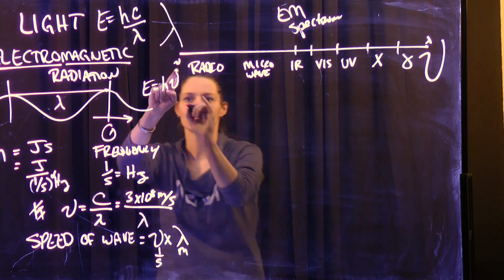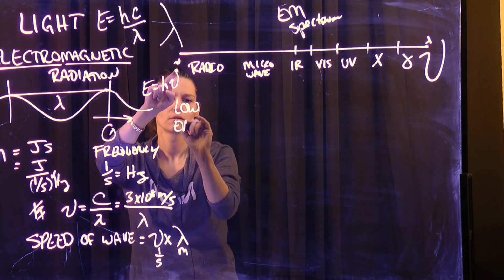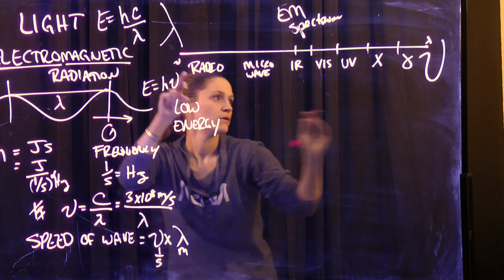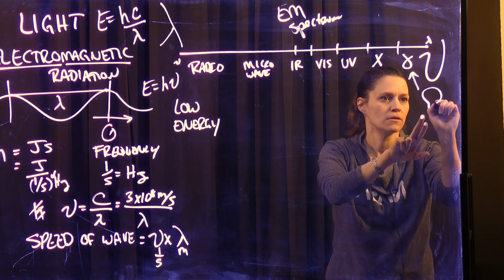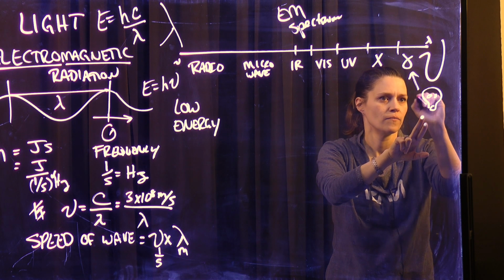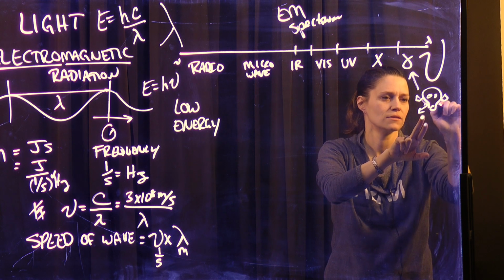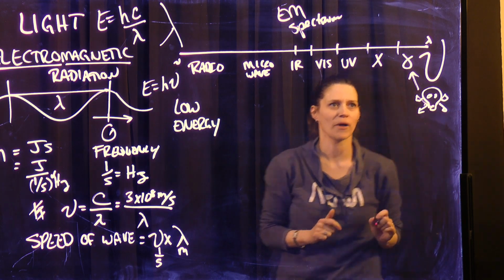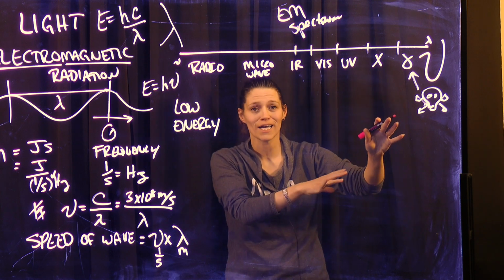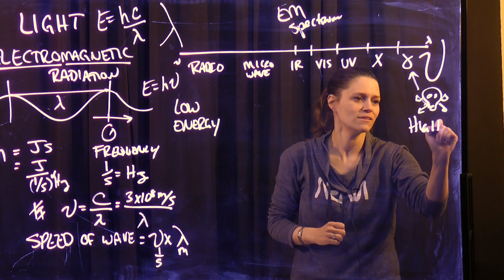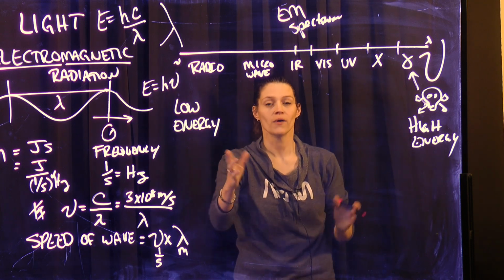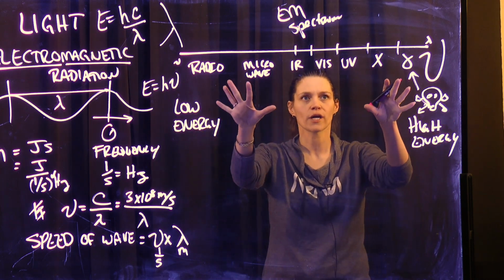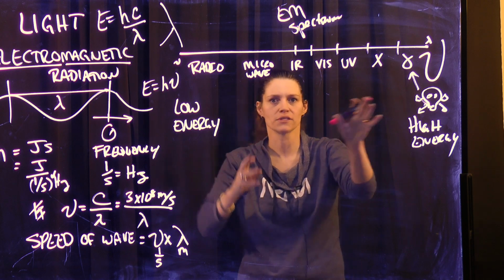Really low energy. High energy, gamma rays will kill you. This is the skull and crossbones. There we go. Okay, so gamma rays, really, really high energy. Low energy radio. In between, this is where chemists can talk to molecules in different ways.